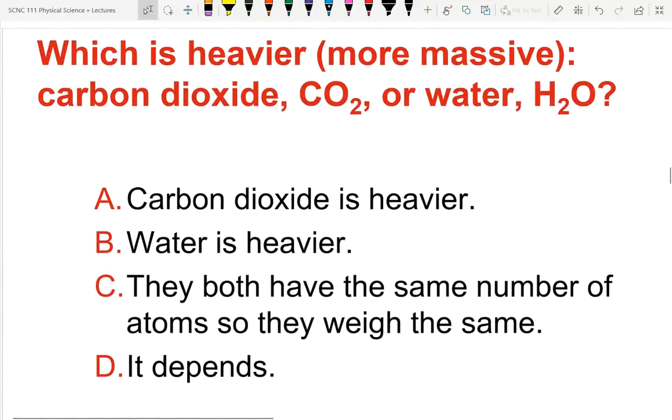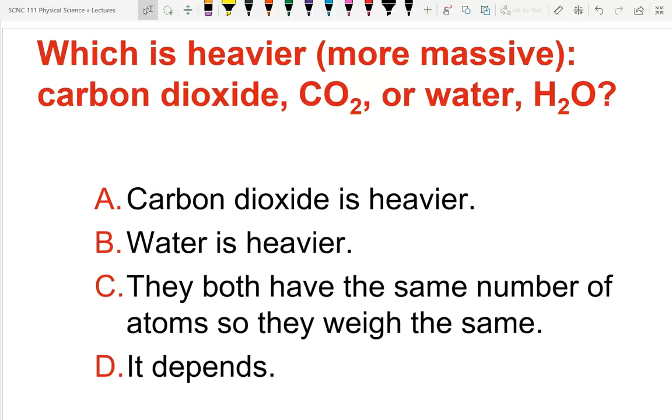Okay, first clicker question. And this clicker question is not relevant to what we've just been talking about other than comparing the carbon dioxide to water. Which is heavier, that is, has the most mass, in case you're not on Earth, carbon dioxide or dihydrogen monoxide?